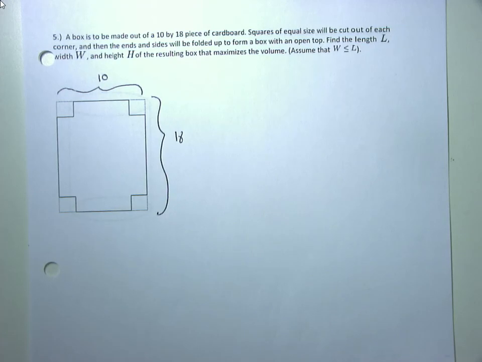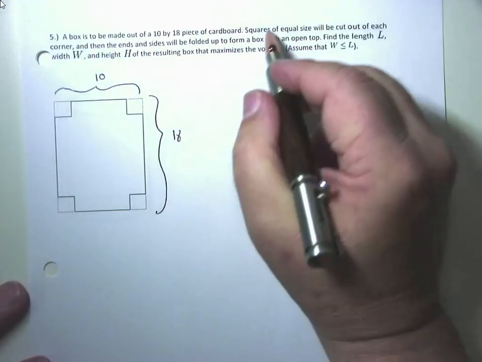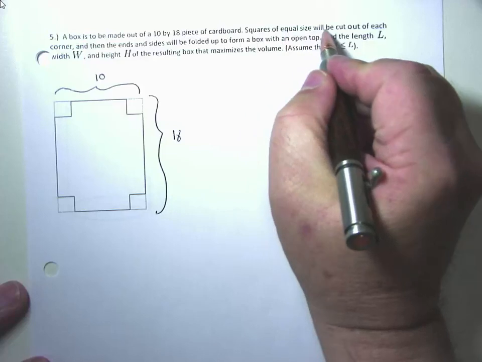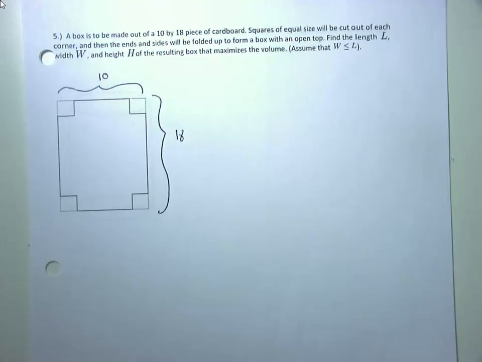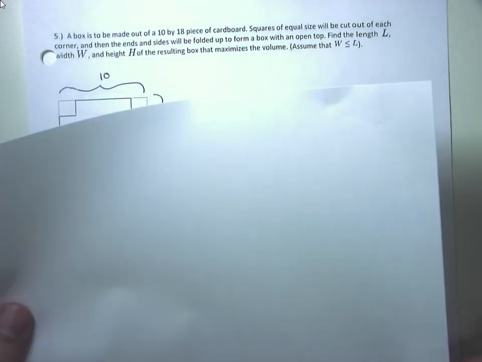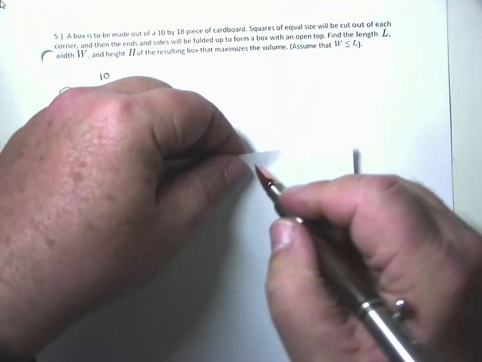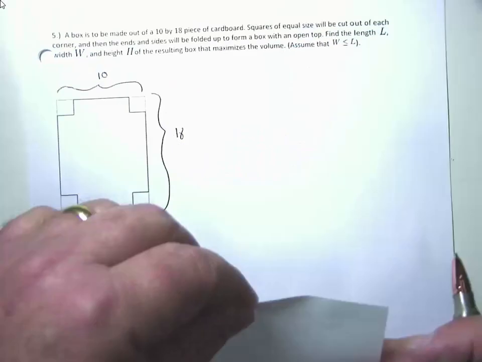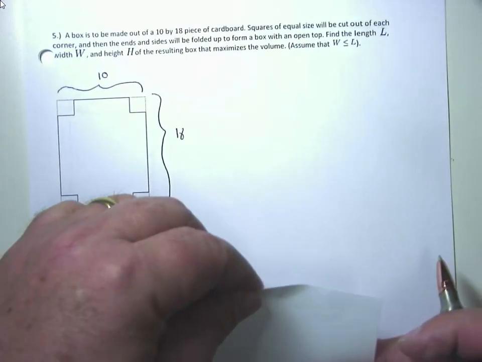What we're supposed to do is cut out little squares of equal size out of each corner. So over here, I know it's 11 by 8.5 by 11, but don't care. Assume it's 10 by 18. I'm going to cut out little squares out of each corner. And they're squares, right? So how much am I going to cut out? I don't know. That's going to be the big question.